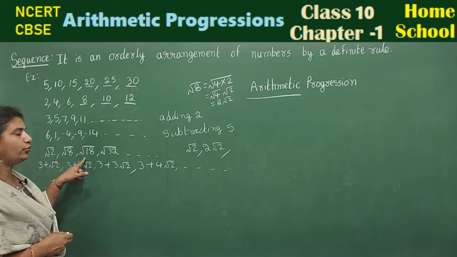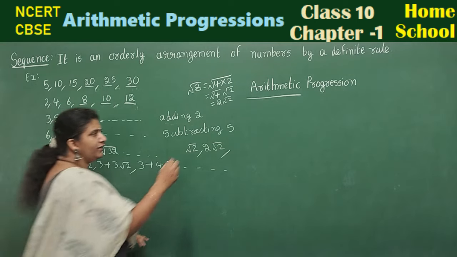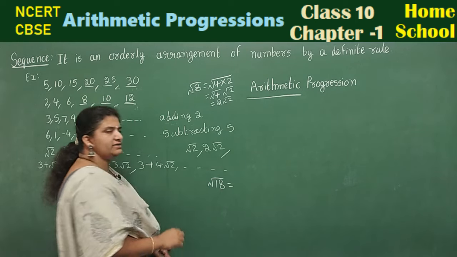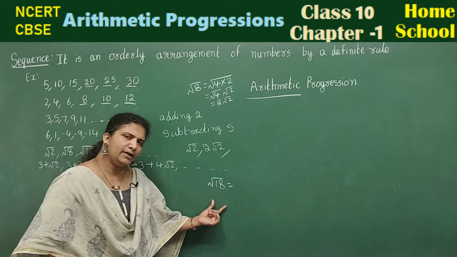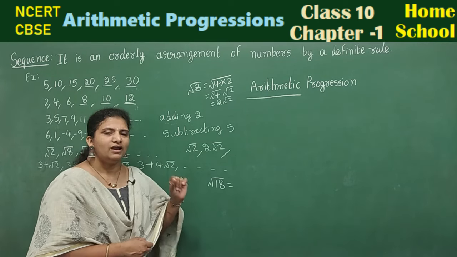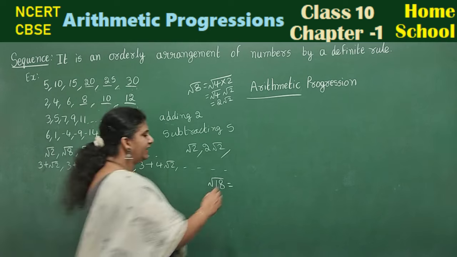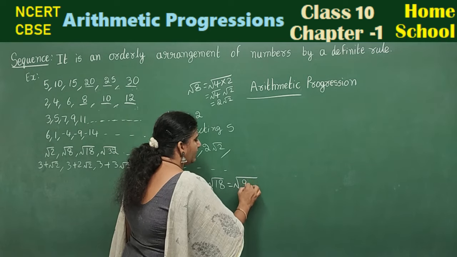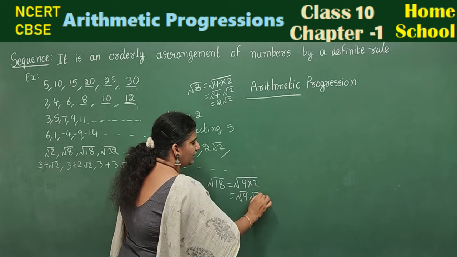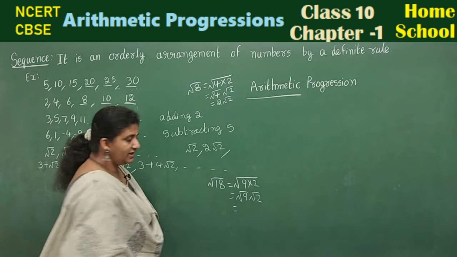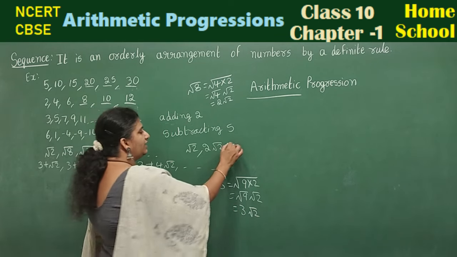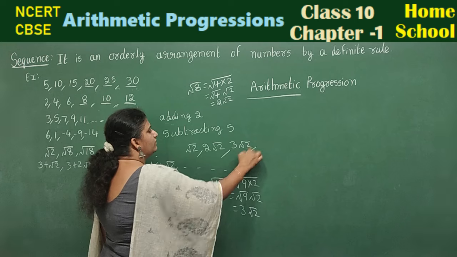Next one, root 18. Root 18, also in the same manner, how can you write this? Is root 18 a multiple of a perfect square? Yes. Which one? 9 2s are 18. Write this as 9 into 2. Split this root: root 9 into root 2. Root 9 is nothing but 3. 3 root 2, right beside this.